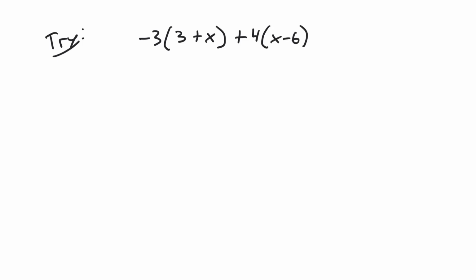All right, the one I want you to try on your own. Let's write it out. Negative 3 parentheses 3 plus x plus 4 parentheses x minus 6 equals negative 4.